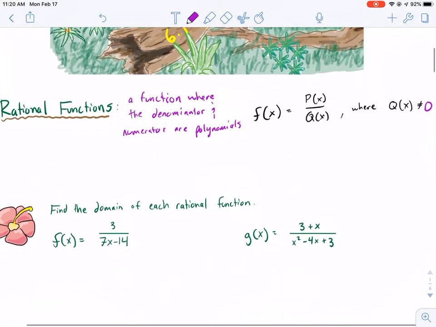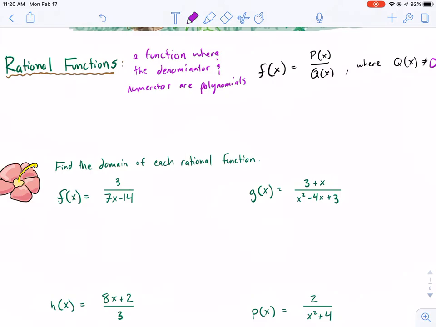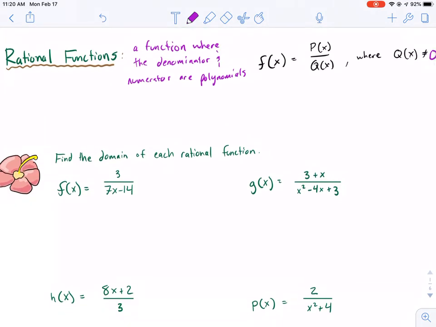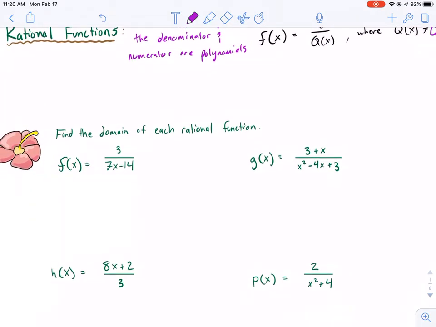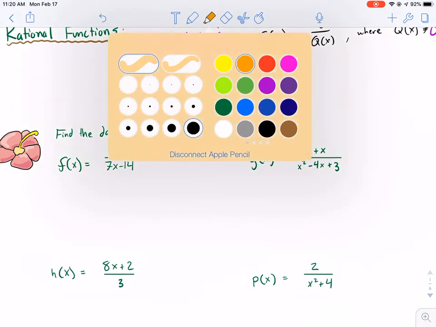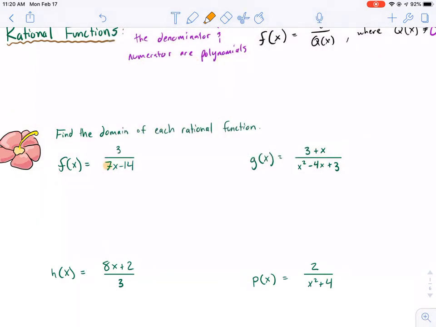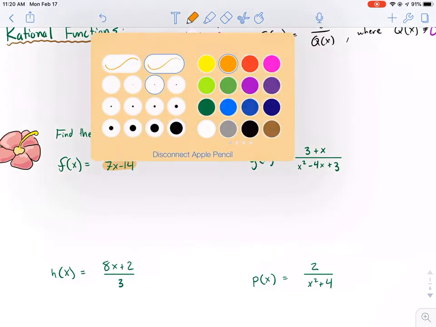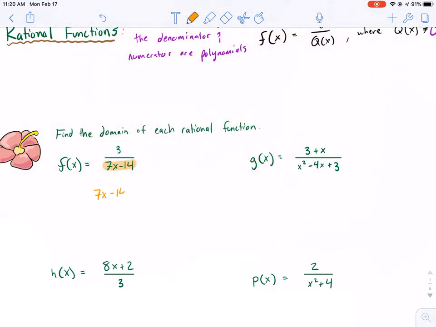With that in mind, let's talk about the domains of different functions here. The first example, we have f of x equals 3 over 7x minus 14. We already talked about the denominator cannot be equal to 0. So we need to find the domain of this by setting the denominator equal to 0, and that's the value it cannot equal. So it's going to be all reals except the values of x that make this go to 0.